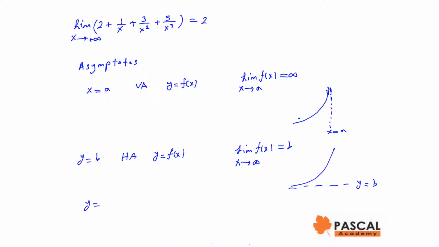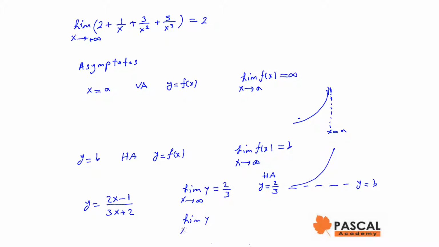For example, for function y equals 2x minus 1 divided by 3x plus 2, limit of y as x approaches infinity is 2 over 3. Therefore, y equals 2 over 3 is the horizontal asymptote of the graph of the function.